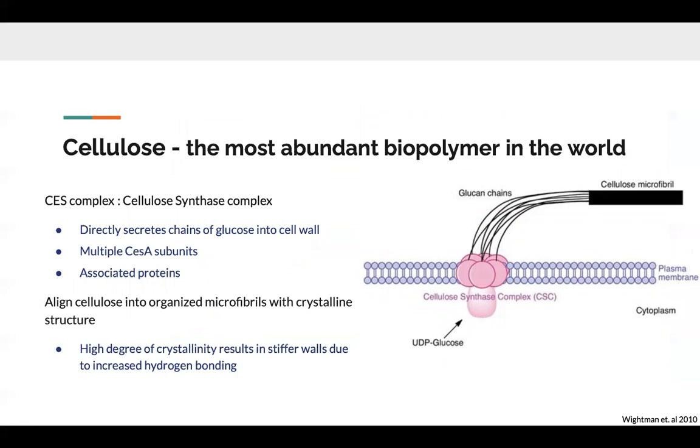It is comprised of multiple CesA subunits and its associated proteins. The CesA complex aligns cellulose into organized microfibrils with crystalline structure. The higher the degree of crystallinity, the stiffer the walls due to increase in hydrogen bonding.